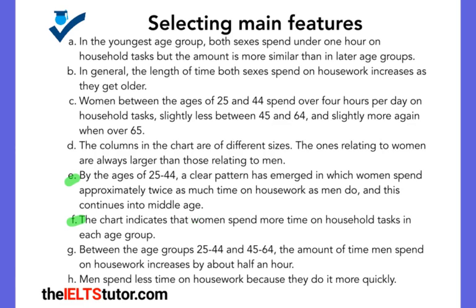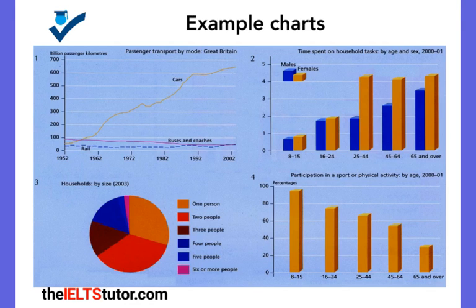And then we have sentence H, which is more of an opinion and not the information given in the chart. Men spend less time on housework because they do it more quickly. How do we know that men do housework more quickly? Is there any evidence in the chart that shows you that? Absolutely nothing there. So in IELTS writing task 1, do not assume or provide any opinion that is not evident in the graph. Okay.